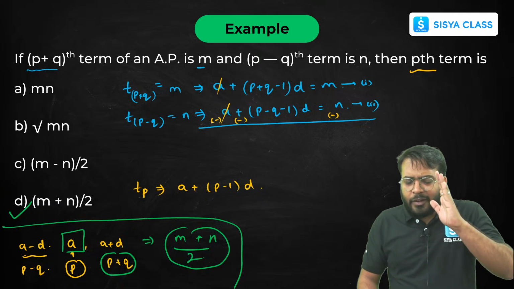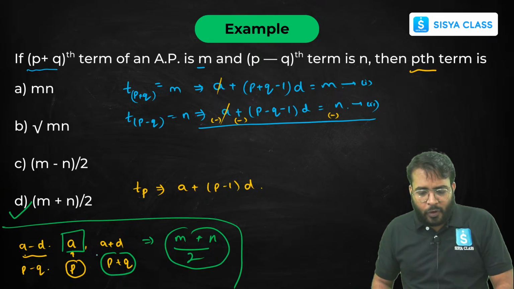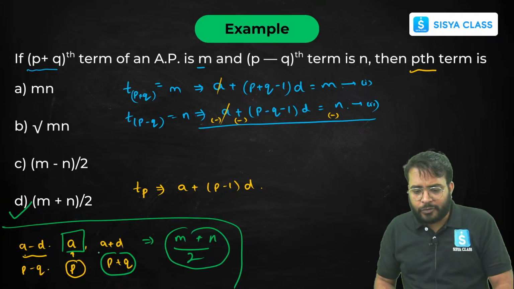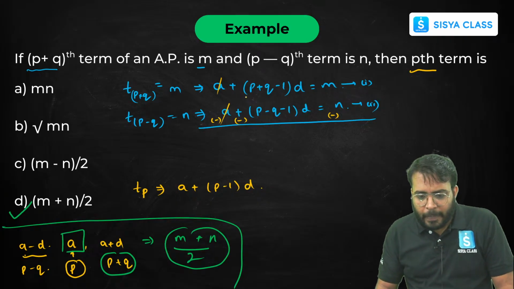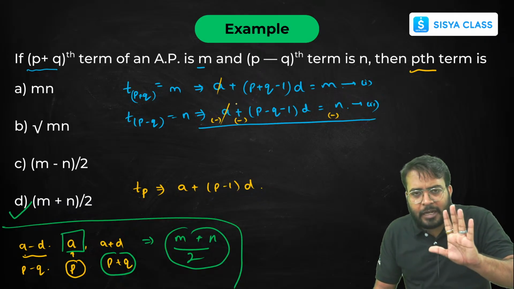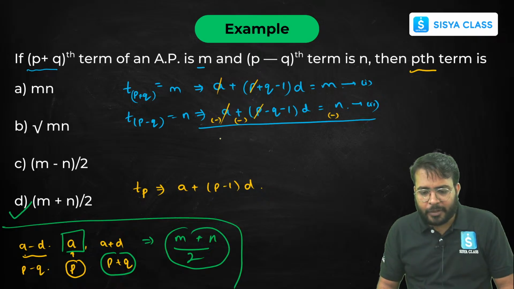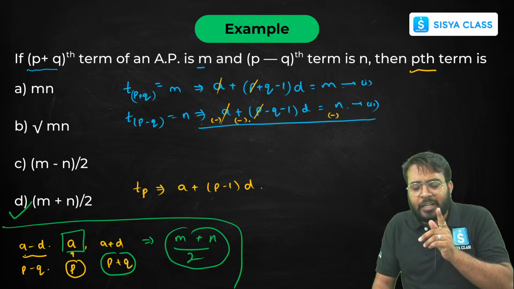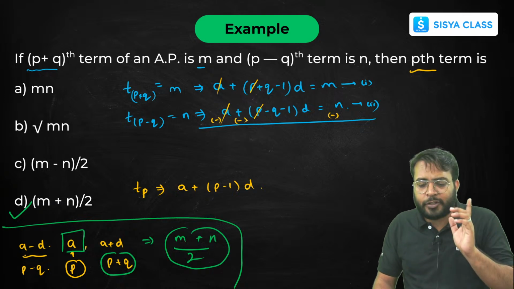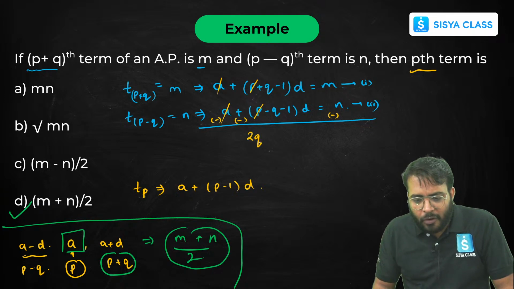And here, I am just doing it directly. If you want, you can open the brackets and then solve. Here, plus p and minus p will get cancelled. Now here q will become plus q, because the minus sign gets multiplied with minus q and it becomes plus q. And plus q will become 2q.